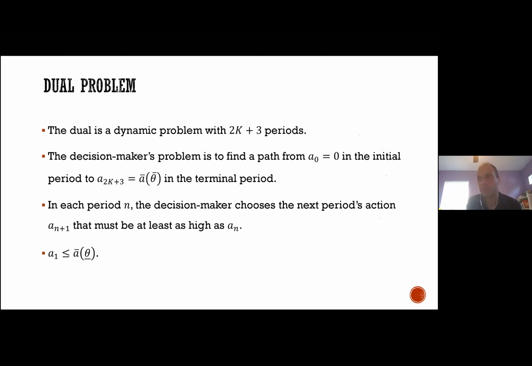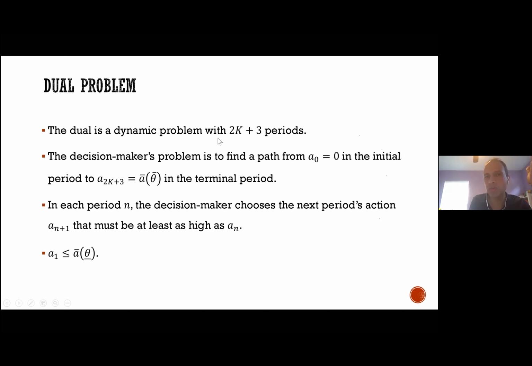This dual problem is basically a problem with 2K plus 3 periods. So if K, the upper bound on points of discontinuity, is 2, then this is a problem with 5 periods. If the upper bound is 3, then this is a problem with 9 periods. So this is the number of periods in the problem, which depends upon the upper bound on the points of discontinuity: 2K plus 3.